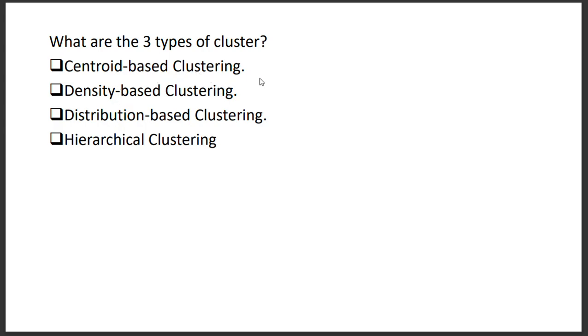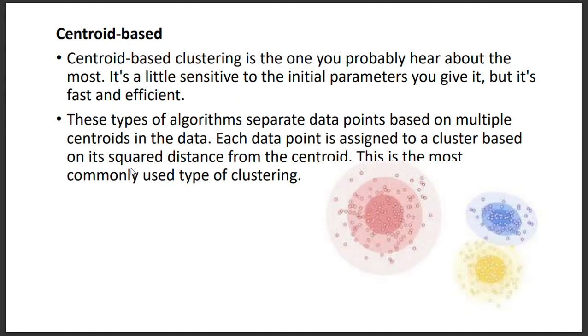What are the types of clusters? Clustering has four types: centroid based clustering, density based clustering, distribution based clustering, and hierarchical clustering. Let us see one by one.